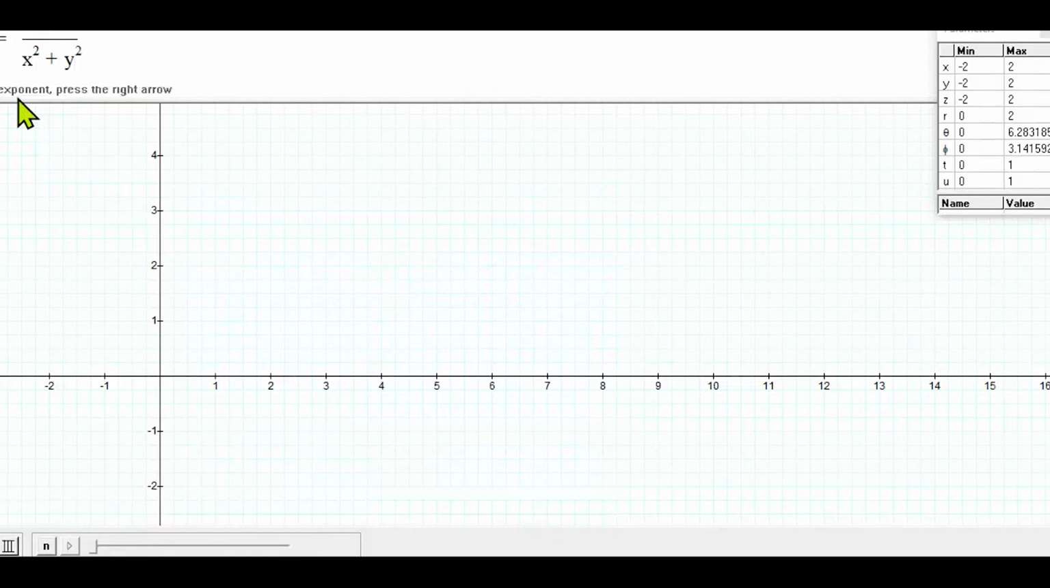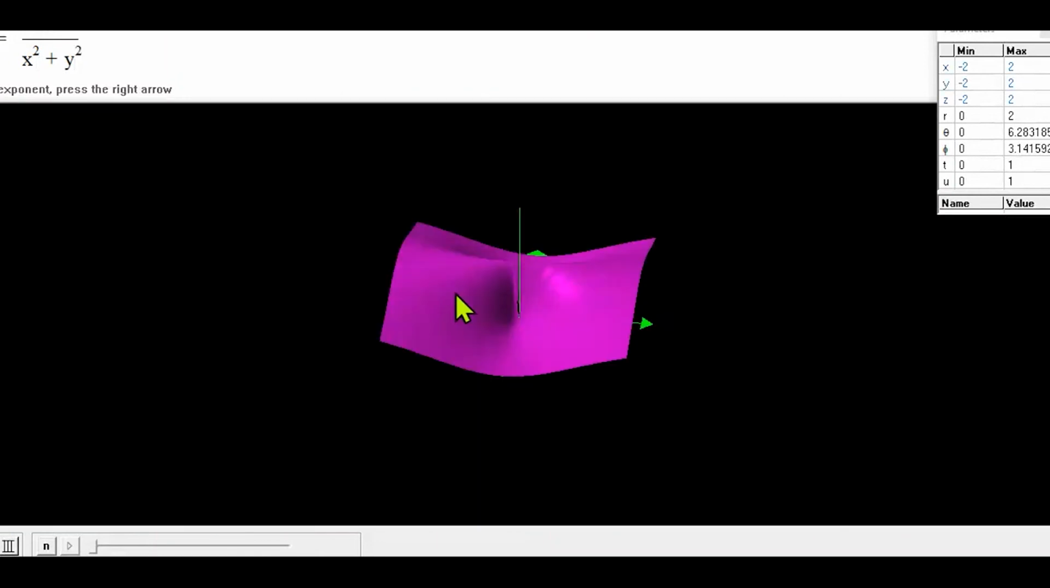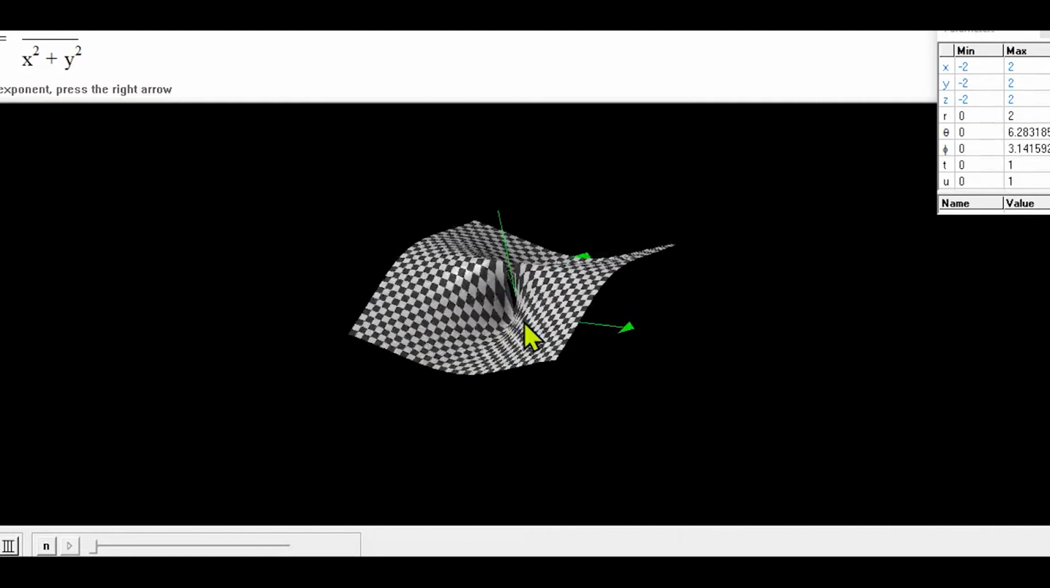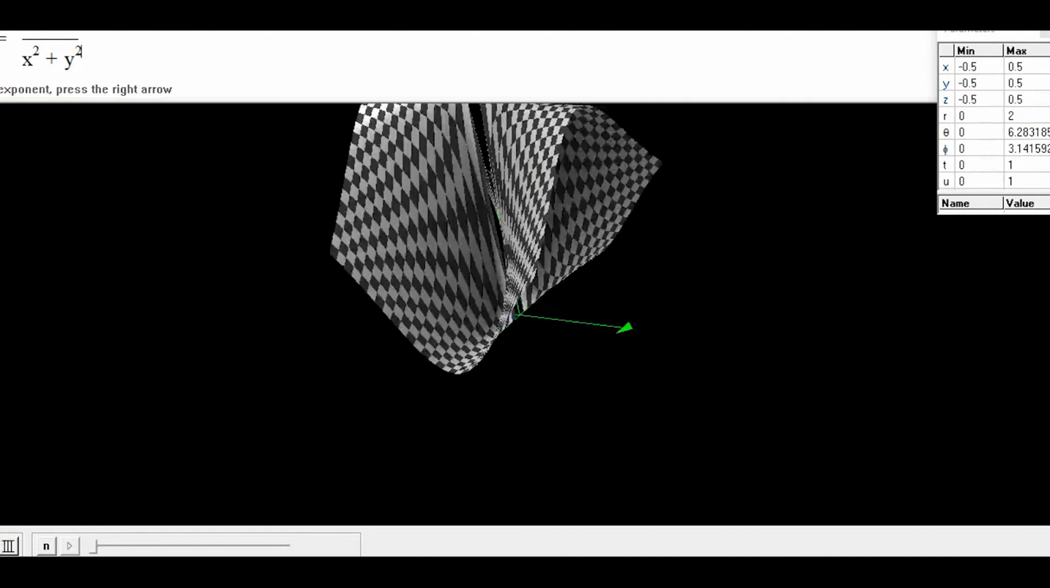You ready? Boom. What color do you want? Is this better to look at? Let me zoom in a little bit. Zoom in, I said. Oh, that's too much.